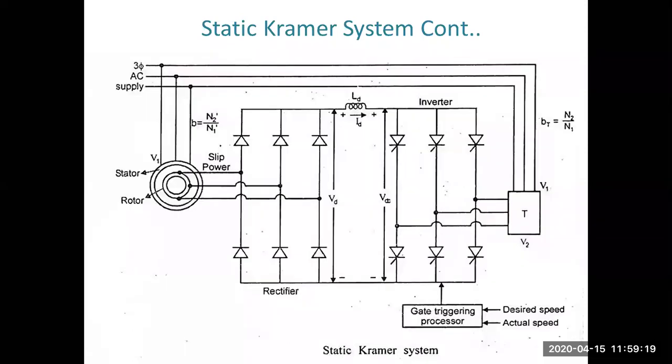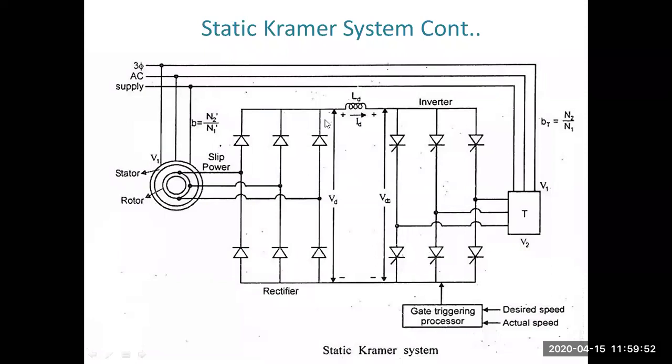This is the diagram of the static Kramer system. You can see here, this is our stator and this is the rotor. And the rotor is connected with a three-phase bridge rectifier. So basically the rotor output is connected to this three-phase bridge rectifier, which obtains a DC voltage VD across the inductor LD. This inductor LD further smoothens the ripples developed after the DC conversion.